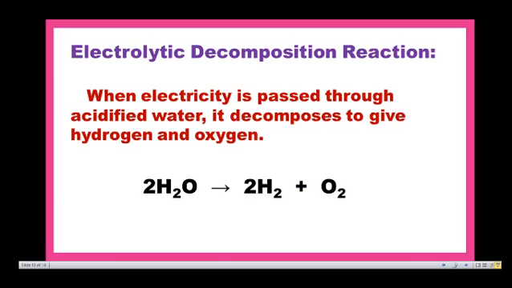Electrolytic decomposition reaction. So electricity is applied during this reaction. So when electricity is passed through acidified water, it decomposes to give hydrogen and oxygen. What is acidified water? It means two or few drops of acid is added in that water. So that is an acidified water. So when electricity is passed through this acidified water, it splits up into hydrogen and oxygen gas. So hydrogen and oxygen gas are liberated when electricity is passed through water. Okay, so it is an example of an electrolytic decomposition reaction.